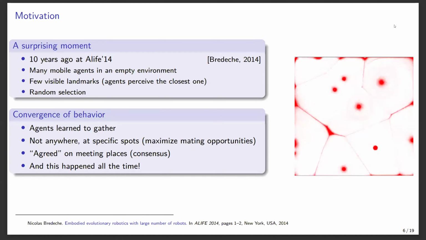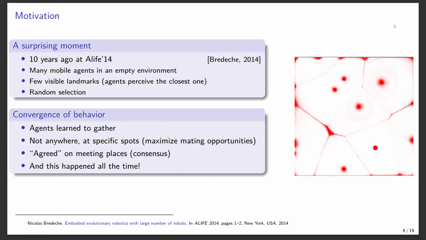And the result was this. These are trajectories at the end of the evolution. And what we see here is interesting behavior. First, we notice the clusters, which represent agents orbiting around the landmarks. Remember, the landmarks don't provide anything. They're just things we see.